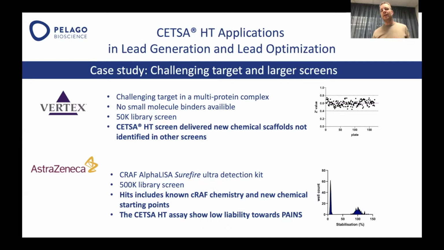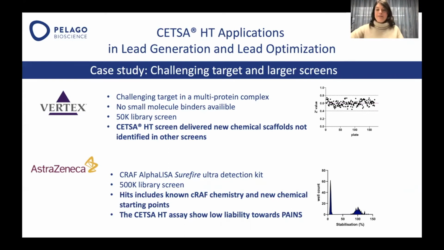AstraZeneca went one step further, at least in terms of the number of compounds screened, because they screened 500,000 compounds against CRAF. And of course, the assay identified both the known CRAF chemistry, but also identified new chemical starting points for this very well-validated oncology target. And as an added bonus, the CETSA assay in this case also showed a very low liability towards PAINS. So that's what customers have done. I'll now bring Stina back in, and she'll talk to you about applications of the method.